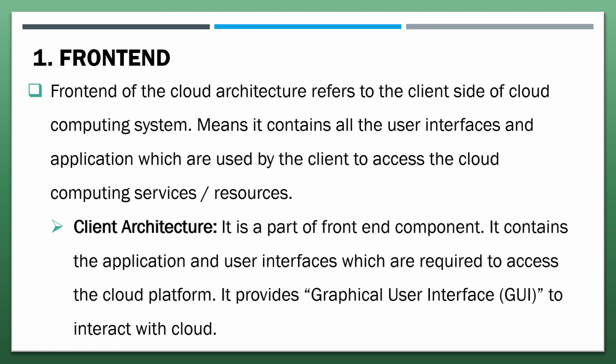Let's see the front-end first. The front-end of the cloud architecture refers to the client side of the cloud computing system. It means it contains all the user interfaces and applications which are used by the client to access the cloud computing services and resources. Inside the front-end a client architecture is present. Let's see what client architecture is. It is a part of the front-end component. It contains the applications and user interfaces which are required to access the cloud platform. It provides a graphical user interface, GUI, to interact with the cloud.